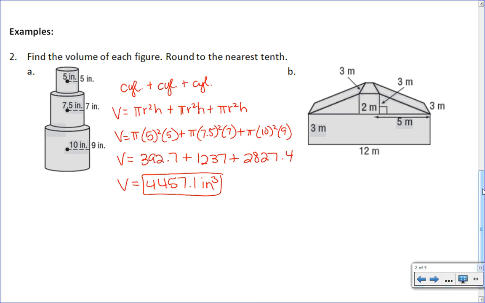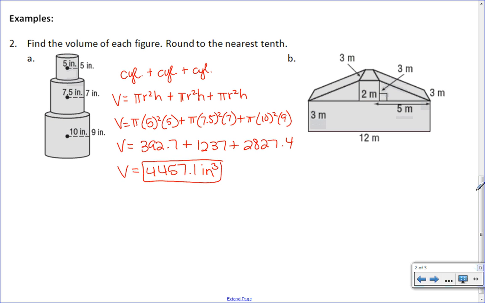For this next one, this looks like a fairly complicated figure, but again, we'll break it down into familiar shapes. So I see on the bottom here we have a rectangular prism, and then on the top I see 2 triangular prisms, and if we check those dimensions, this would also be a length of 5, because 5 plus 2 plus 5 would give me 12, and this would also have to be a height of 3, and they both have the same depth.